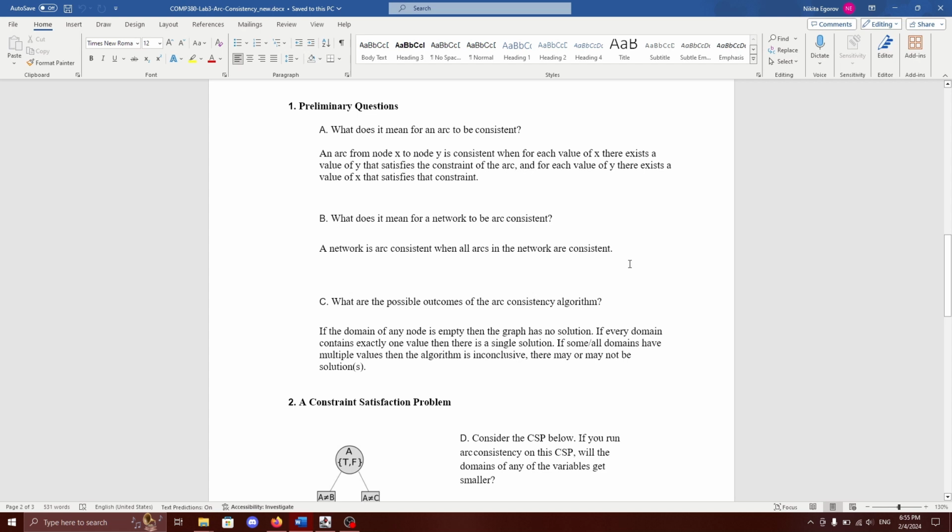Hello, this is Lab 3, arc consistency in relation to constraint satisfaction problems for Comp 380. First question asks, what does it mean for an arc to be consistent? For this, let's imagine we have two nodes, node X and node Y.